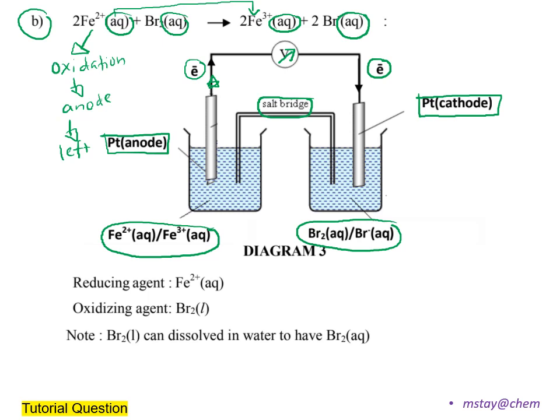So again, Fe2+ is the species that undergoes oxidation. Therefore, it will be the reducing agent. The other way around, bromine undergoes reduction. So it will be the oxidizing agent. And here we will label the bromine liquid as aqueous in the diagram, because they are going to dissolve in water. So therefore we will have bromine aqueous.